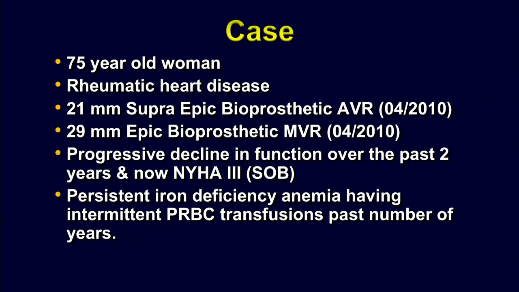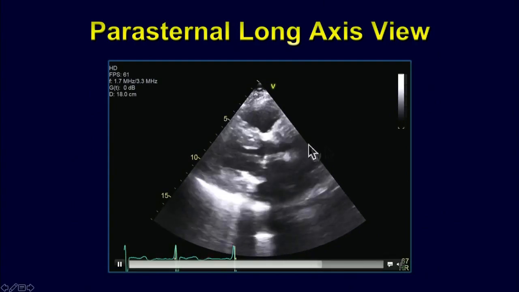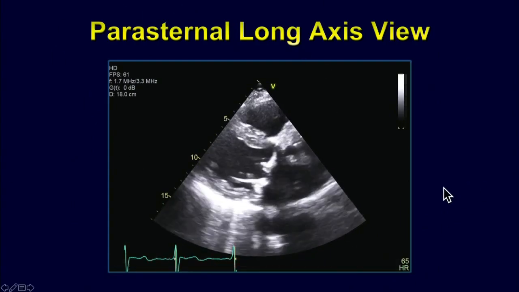A 75-year-old woman has rheumatic heart disease, had a 21 millimeter supra-annular bioprosthesis in the aortic position, a 29 millimeter bioprosthetic valve in the mitral position. She's now functional class 3, with iron deficiency anemia, and intermittent packed red blood cell transfusions for the past number of years. This is an interesting case that I had just about 6 months or so ago. This is the parasternal long axis view.